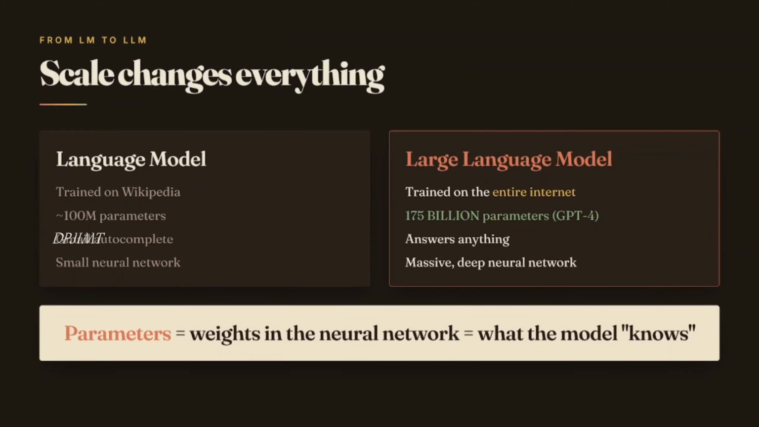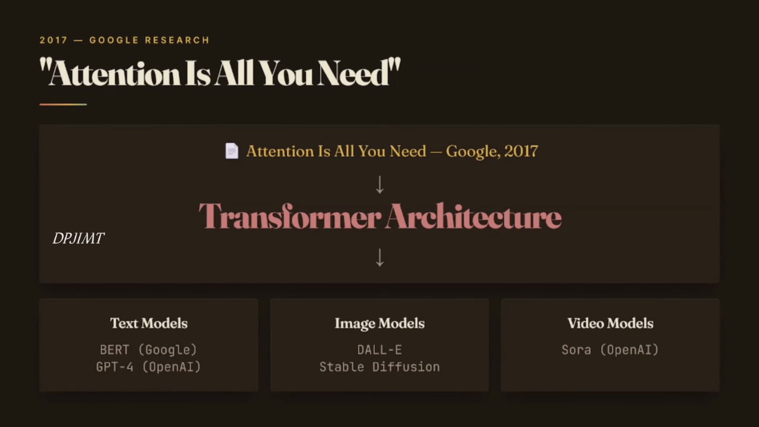When you make that neural network very large, hundreds of layers, billions of parameters, and train it on enormous amounts of text, you get a large language model or an LLM. GPT-4, the model behind ChatGPT, has 175 billion parameters, and now GPT-5 has more than 1 trillion parameters. Every one of those parameters is a weight in the neural network. The critical breakthrough that enabled all of this was a 2017 research paper called Attention Is All You Need, which introduced a new neural network architecture called the transformer. This is what powers modern LLMs.